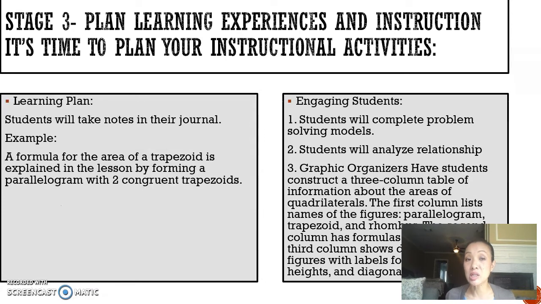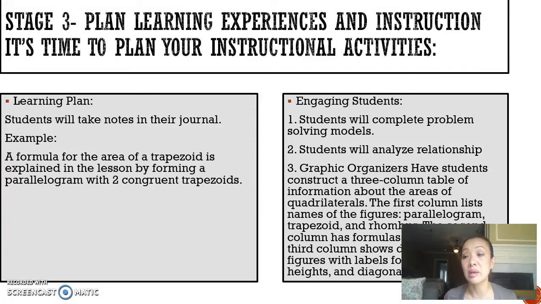And then stage 3, of course, is the planning. After you have already done stage 1, where you want the desired result, and stage 2, where you assess them, now it's time to do stage 3. Stage 3 is the planning, the part where you, as a teacher, decide what kind of activities you want them to do based on stage 1 and stage 2. In this case, for the learning plan, what I chose was that students will take notes in their journal, for example, a formula for the area of a trapezoid, explained in the lesson by forming a parallelogram with two congruent trapezoids.